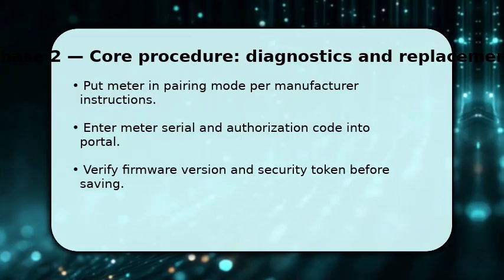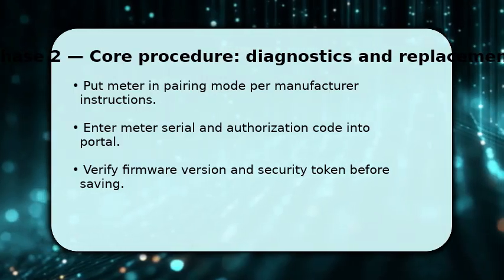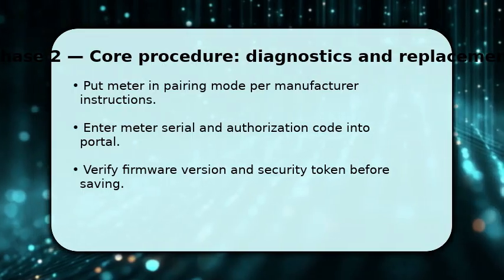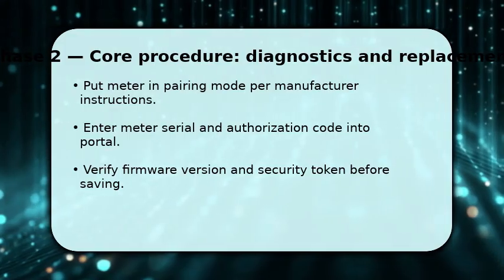Then enter the meter serial number and the portal's authorization code. This is how the system matches hardware to your account. Make sure the meter firmware and the portal's security token are current because mismatches block communication.